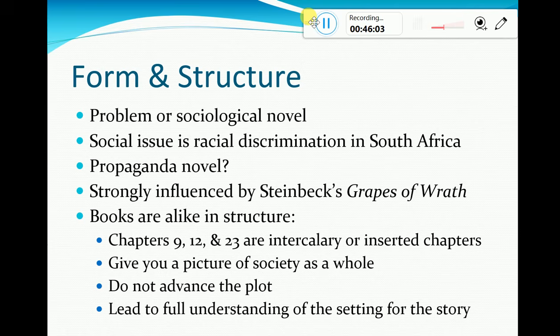Now, the form and structure of the novel is a problem or sociological novel. As I've said, it's centered around the characters, but also the circumstances of South Africa at that particular time. The novel also explores social issues and racial discrimination in South Africa. It's strongly influenced by Steenkamp's Reef. Books are alike in structure.